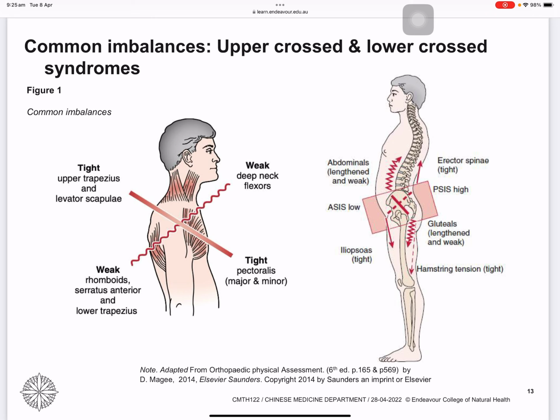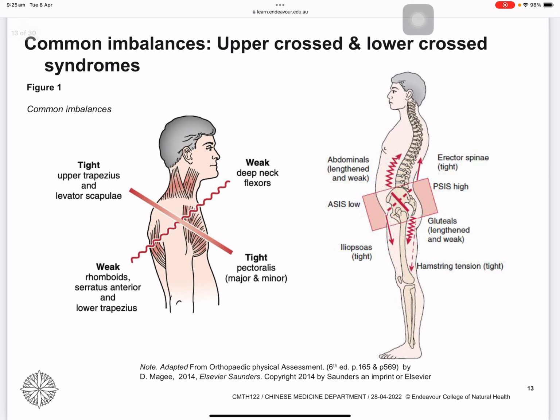And from a TCM point of view, are we going to disperse? Yeah, we don't need to, because it's the bladder and... Usually it's the gallbladder and bladder channel.